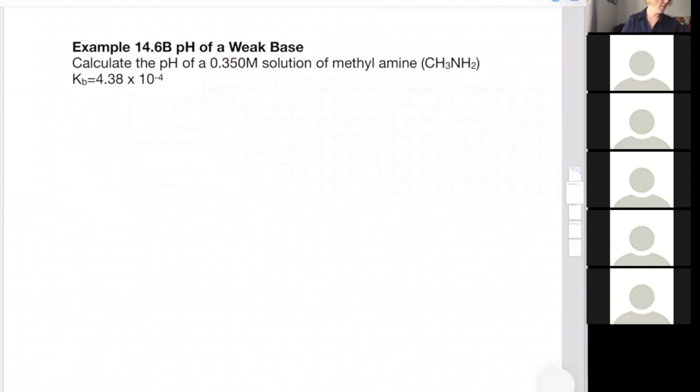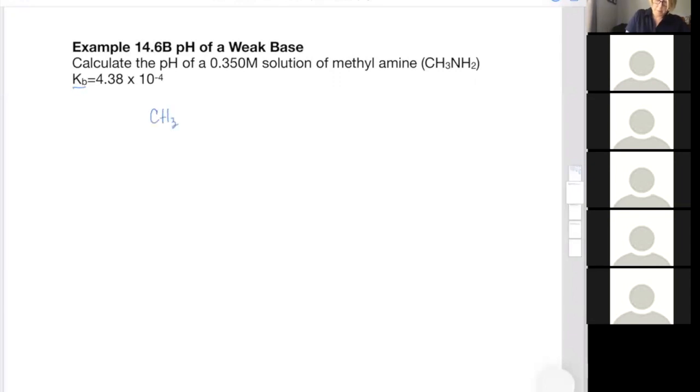So here's the first one. Calculate the pH of a 0.35 molar solution of methylamine, CH3NH2. Notice we write Kb instead of Ka. That's another difference. And this particular Kb is 4.38 times 10 to the negative fourth. So we will proceed with the same strategy that we used with the weak acids. So the first thing we're going to want to do is write a balanced equation.